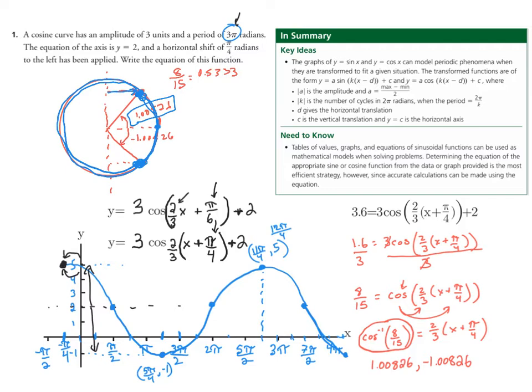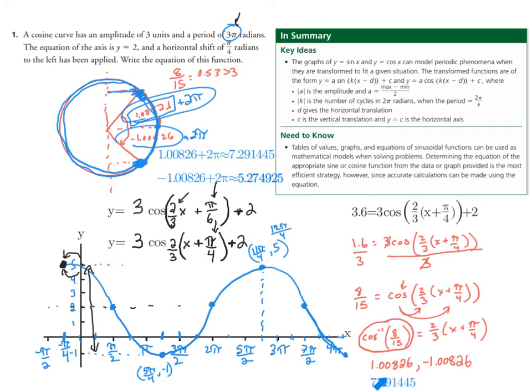So if I took 1.00826 and I said plus 2 pi, that would be another answer. If I took this one and added 2 pi, that would be another answer. So there are several answers that are going to work. Once you have all these answers, now you can finish your equation. Right? So now I'm going to take each one of them and I'm going to multiply by 3, divide by 2, and then I'm going to subtract pi by 4 to find these answers. So I'm going to go ahead and do that.